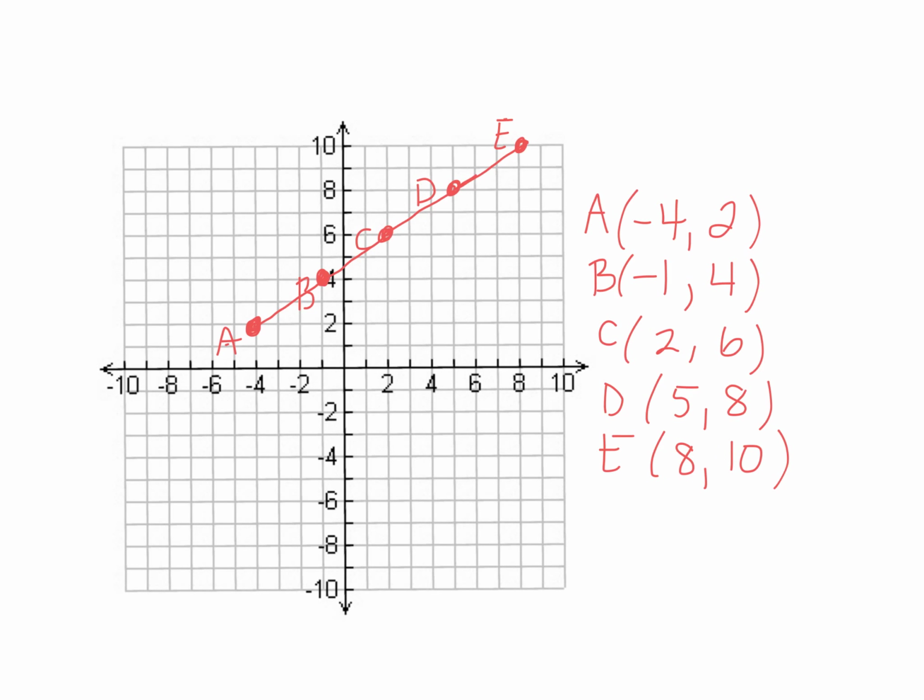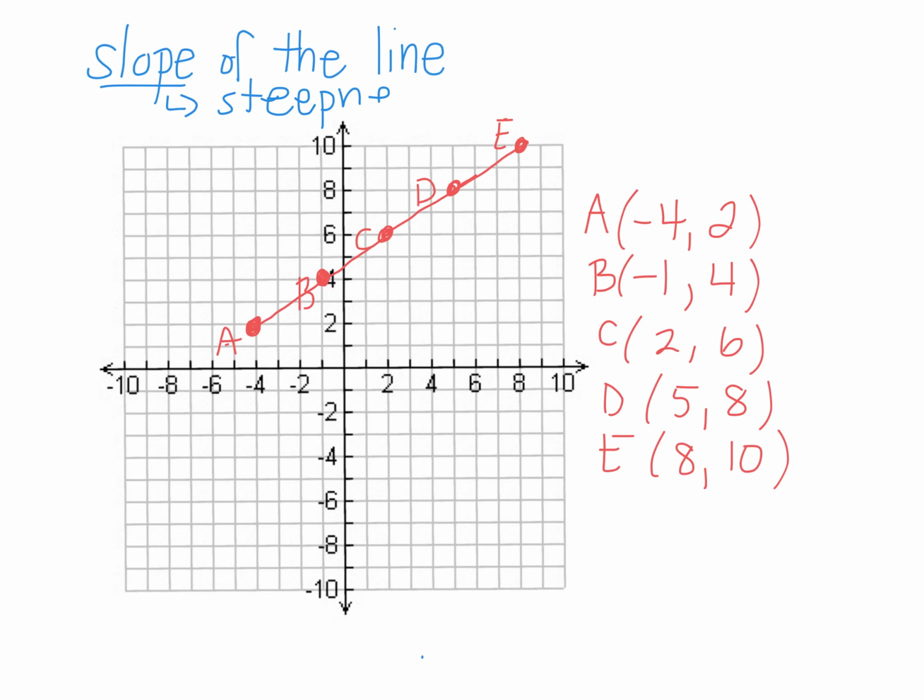So what we're trying to find here is the slope of the line. What does the word slope mean? Slope describes the steepness. I want you to copy this down: the steepness of a line. It tells you how steep a line may be.